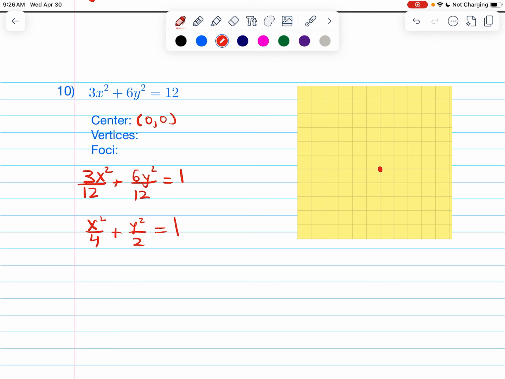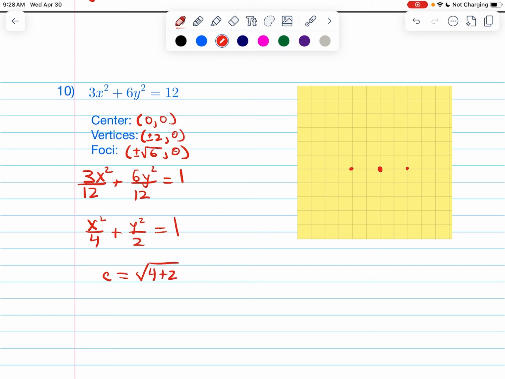Now as far as the vertices go, notice that the bigger number is under the x. So this is going to have a horizontal axis. So this is going to be plus or minus 2, comma 0. So I'm going to go over 2 and back 2. Okay, and then the foci are going to be plus or minus the square root of 6, because c is equal to the square root of 4 plus 2.